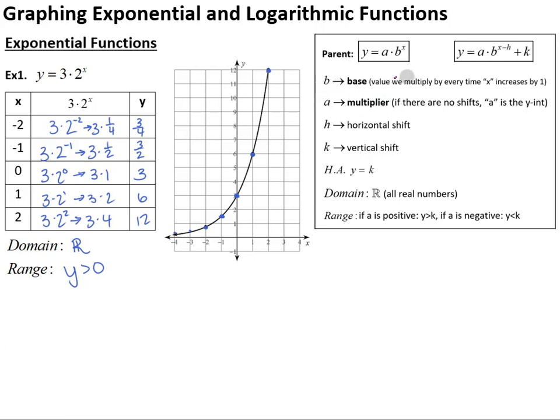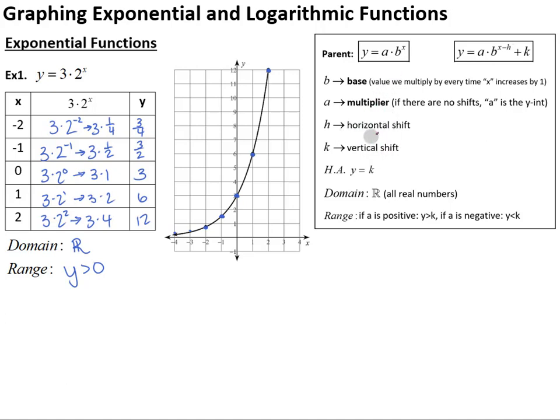Okay, b is the base of our exponent here, and it's essentially the value we're multiplying by every time x increases by 1. So every time we go 1 to the right, we're multiplying the previous value by 2 for this problem over and over again. A, of course, is our multiplier, and if there are no shifts, so if h and k are both 0, a also ends up being our y-intercept. The reason is that if you plug in 0 for x, b to the 0 becomes 1, and we'd have a times 1, so a is the y-coordinate. However, if we are shifted left or right, or up or down, a is no longer the y-intercept.